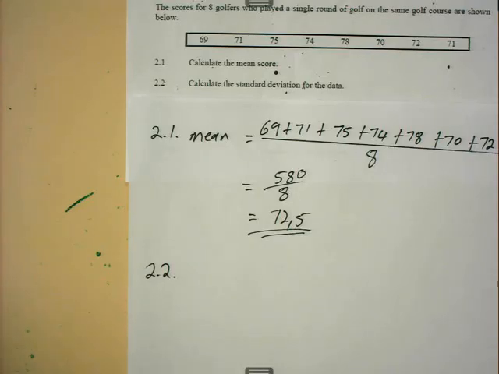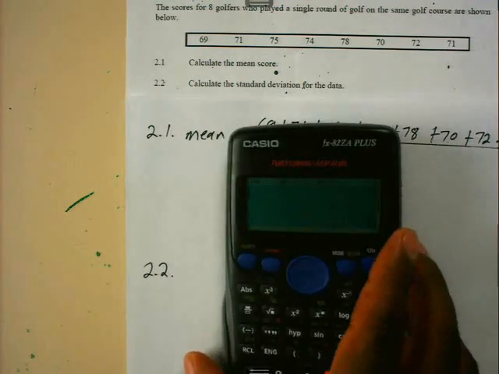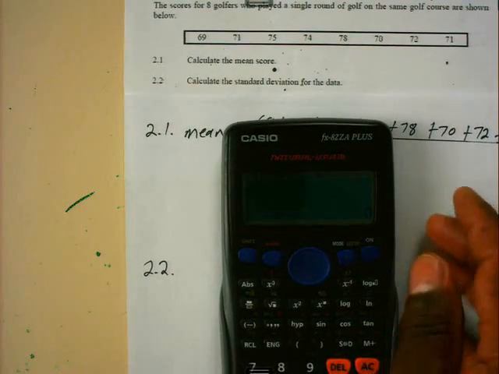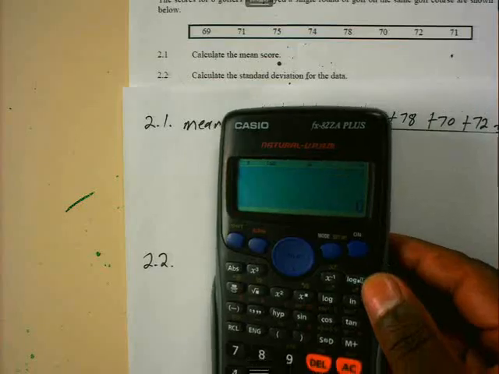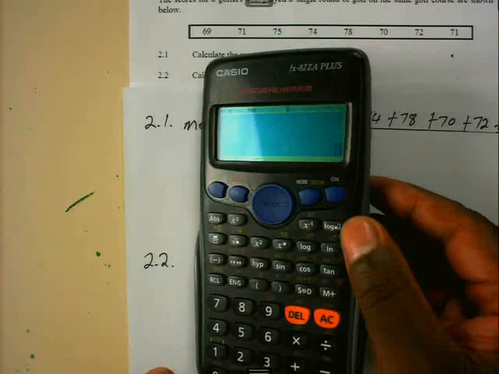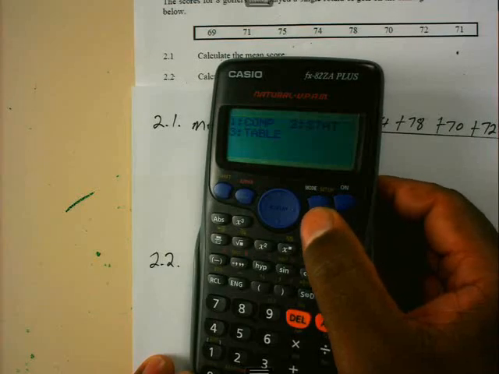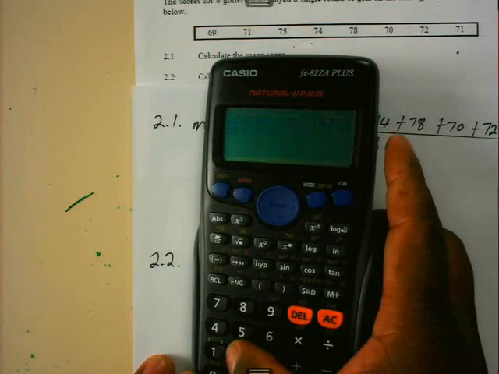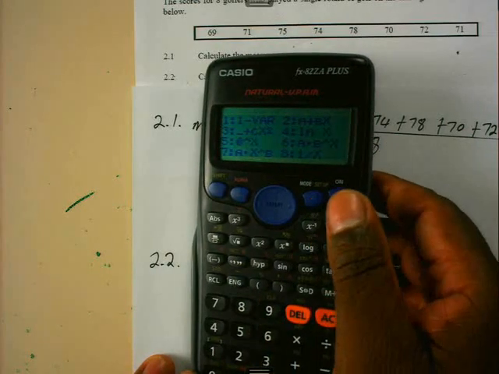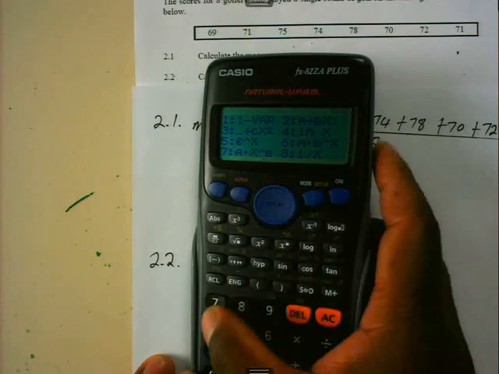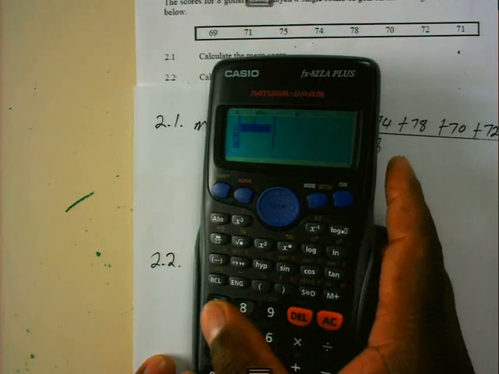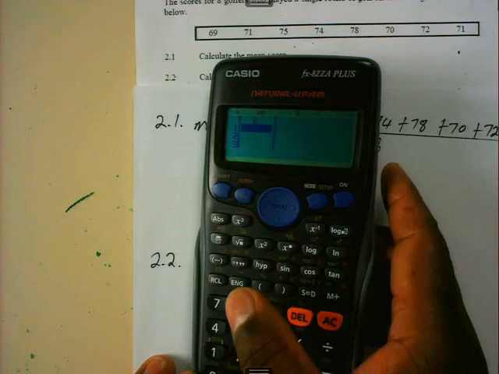I know probably you've forgotten the calculator usage. Remember, we always say, number one, everything can be clearly displayed. If you want to calculate the standard deviation, go to mode, then number 2, which is statistics. And then we go to number 1, one-variable. Let's enter the scores.